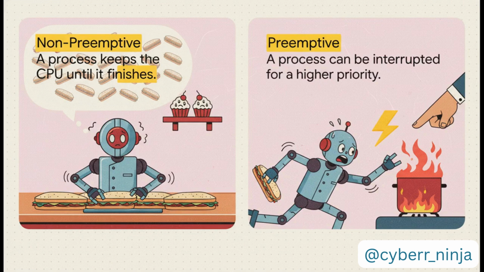Now, think of it like this. Non-preemptive scheduling is like a chef who has to finish making one dish from start to finish before even looking at the next order. But preemptive scheduling is like having a head chef who can pull that cook off the line to immediately handle a dish that's on fire. It's no surprise that basically all modern operating systems are preemptive because it makes them feel so much more responsive.